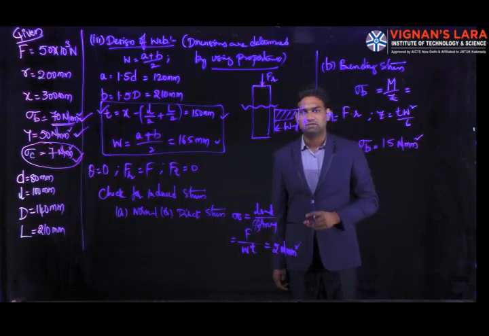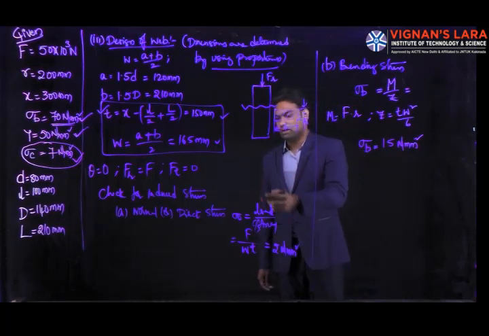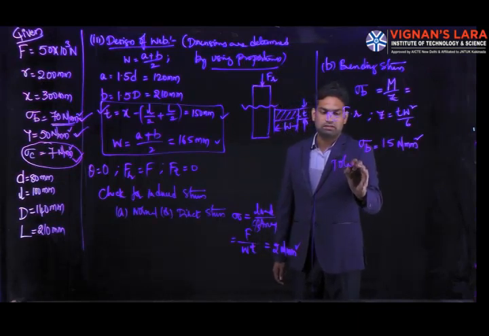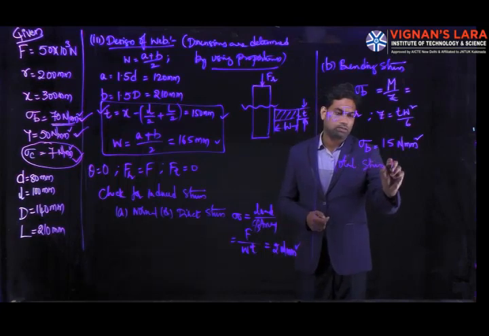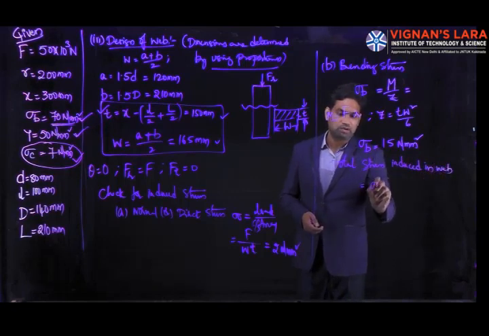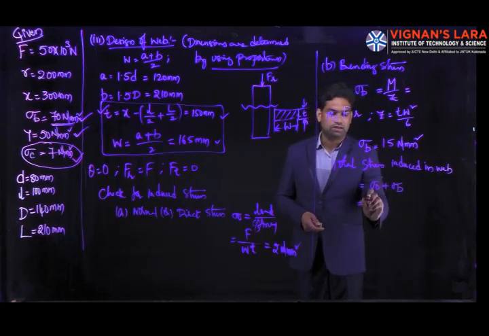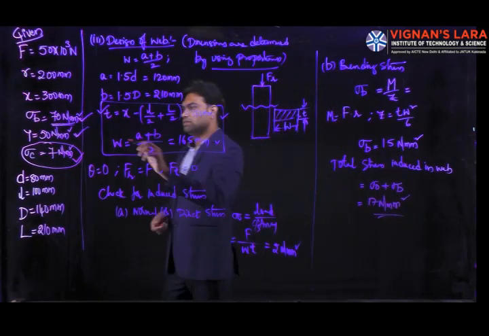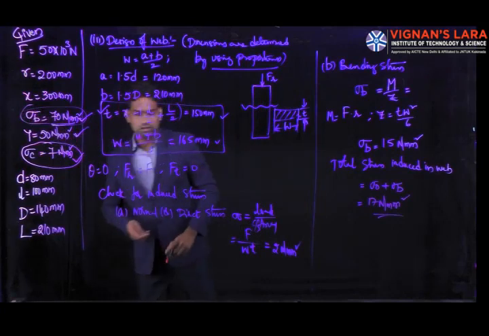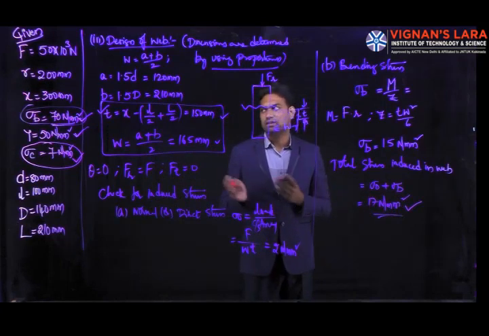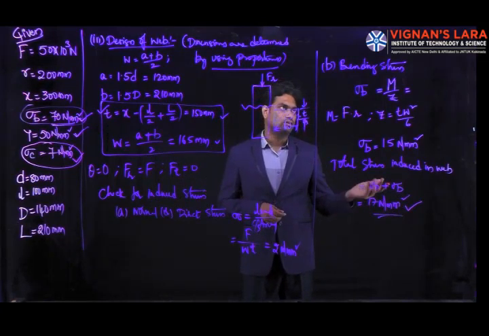The maximum stress induced in the web is given by the sum of the normal stress as well as the bending stress, that is the total stress induced in the web, sigma naught plus sigma b. So 2 plus 15, it is 17 Newton per mm square. You can check this total induced stress against the allowable bending stress. The induced stress is 17 Newton per mm square, which is less than the given permissible value, so the design of the web is also safe.